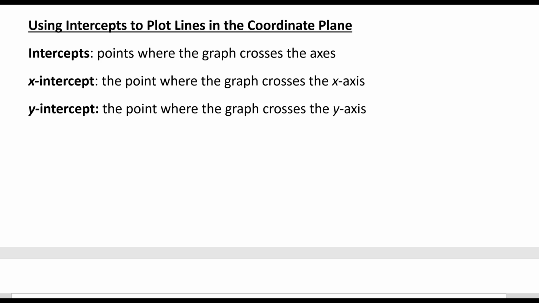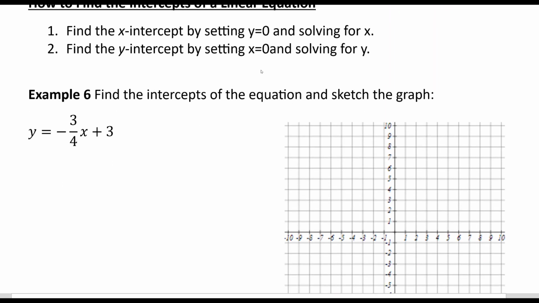Now we could also use intercepts to plot lines. Intercepts are the points where the graph crosses an axis, or the axes. The x-intercept is the point where the graph crosses the x-axis, and it's located at some value c comma 0. And the y-intercept is the point where the graph crosses the y-axis, and that's located at 0 comma c. Because x is 0 on the y-axis, y is 0 on the x-axis. How to find the intercepts of a linear equation: find the x-intercept by setting y equal to 0 and solving for x. Find the y-intercept by setting x to 0 and solving for y.